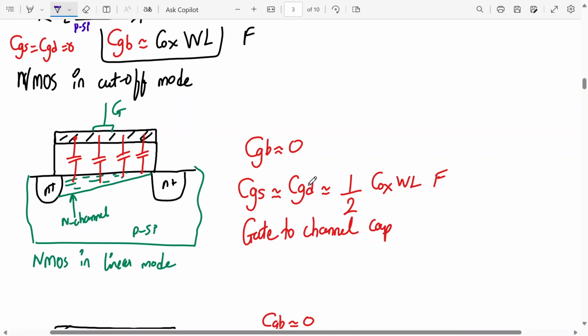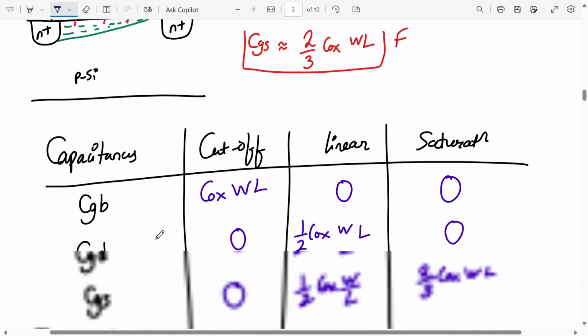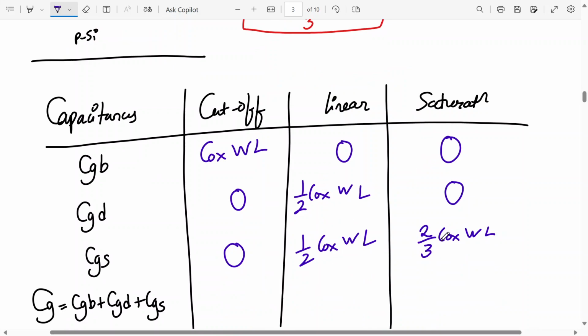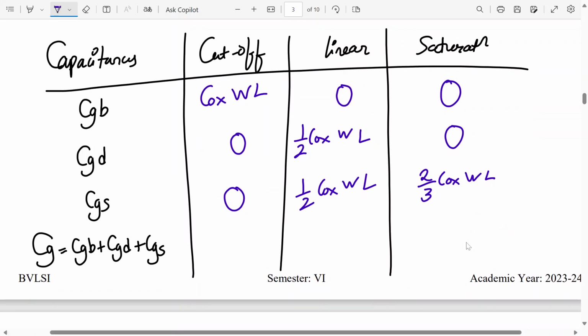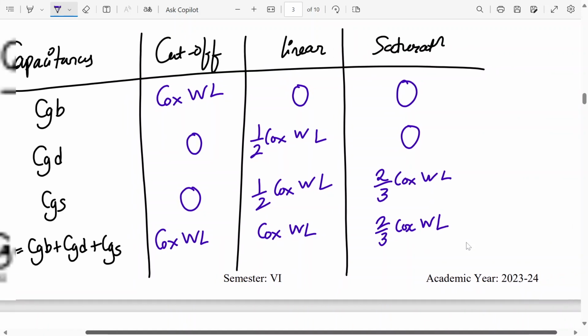CGS and CGD are each half Cox W into L for the linear mode of operation. In saturation, we have only CGS, which is 2/3 of Cox W into L. So if I add them together, here I get a total of Cox W into L, here I get Cox W into L, and here I get 2/3 of Cox W into L. Okay, so this is what I get.